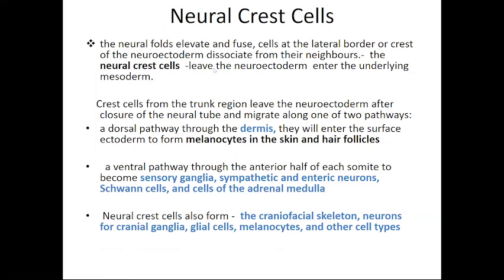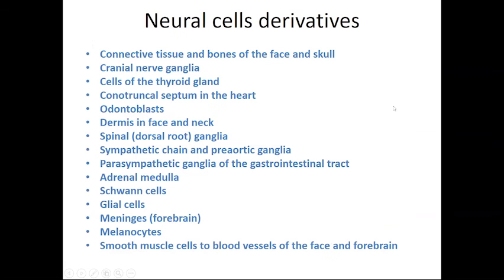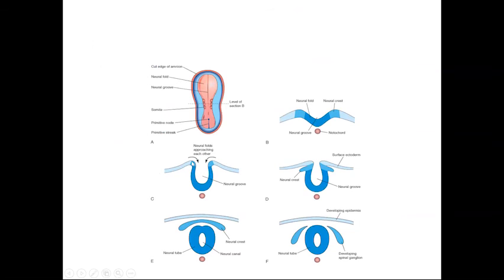The neural crest cells: where these cells fuse together at the edge of the neural tube, you have these cells which are called the neural crest cells. They leave the neuroectoderm, enter the underlying mesoderm. These crest cells from the trunk region leave the neuroectoderm after closure of the neural tube, migrate on the sides. I'll show you. This is when the tube is forming, the neural groove, then the neural folds, tube is formed.